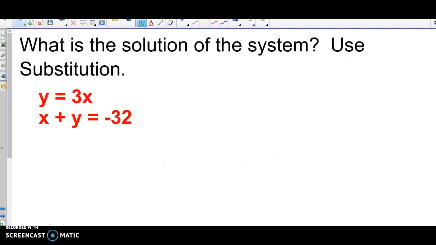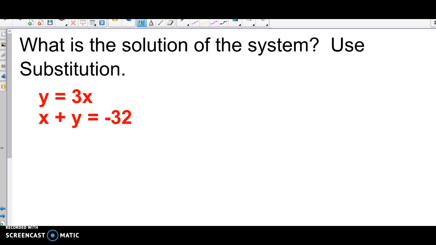So looking at this, we want to know what is the solution to this system. We want to know what value of x and what value of y, when we plug them in, will work for both of these. Now you could use guess and check by trying to take two numbers and adding them to get negative 32, and then taking the x value times 3 and seeing if you can get y. Or if you know how to substitute, you can do that also.